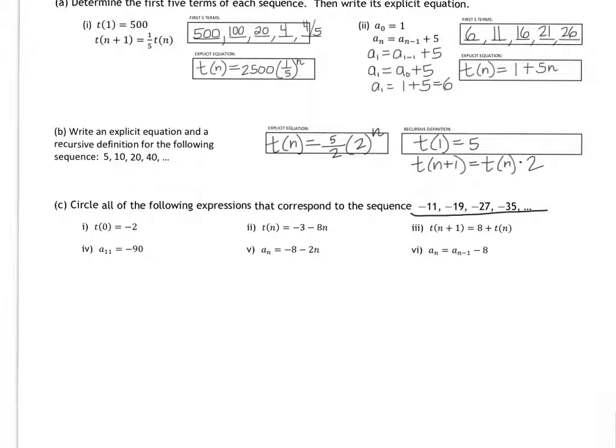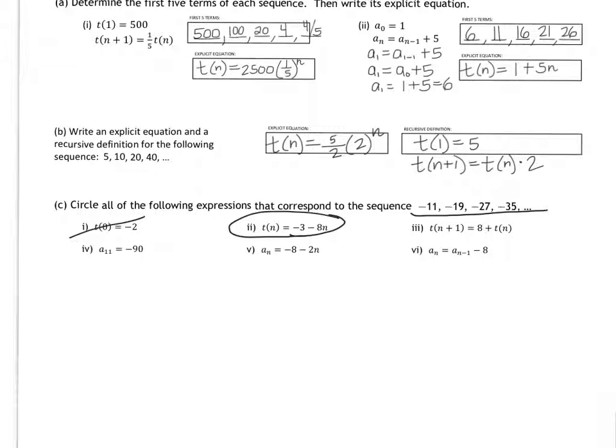The second one is giving us an explicit equation with an initial value of -3 and then subtracting 8 each time. Number 1 is not correct. T of 0, if you did -11 plus 8, that's actually -3, not 0, so let's cross that one out. The initial value is actually -3, and then you're subtracting 8 each time, so this is a correct expression.